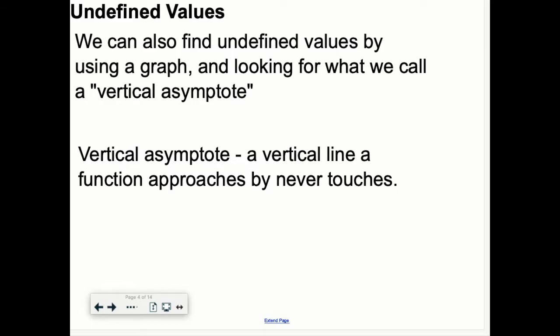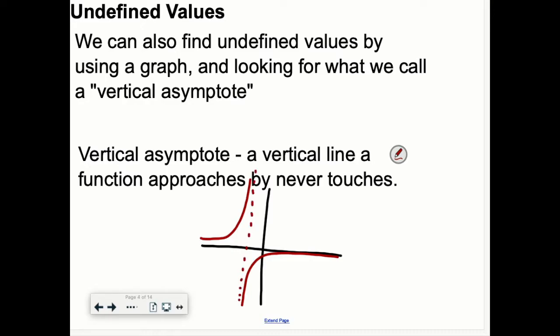Now you can also find undefined values by using a graph and looking at what we call a vertical asymptote. It's just a line that the function approaches, but it never touches. And it might look something like this. Suppose you had a graph that went la da da, whoosh, then this other one went whoosh. This value right here would be our vertical asymptote. And I'll show you how it looks on Desmos, as well as how to get a table on Desmos, in a second.